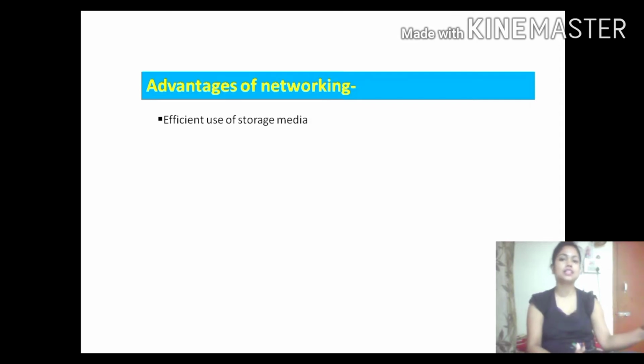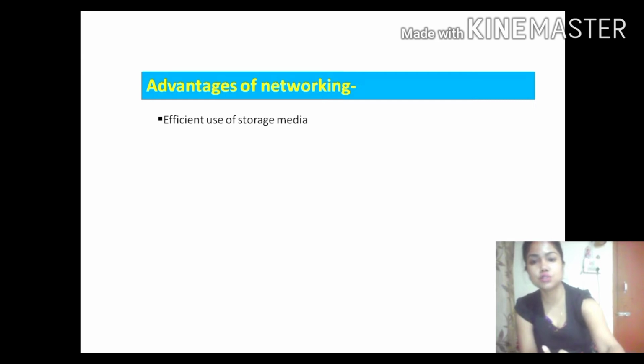One storage media is enough for storing information of all the clients rather than having small hard disks in all the computers. So it is efficient use of storage media.